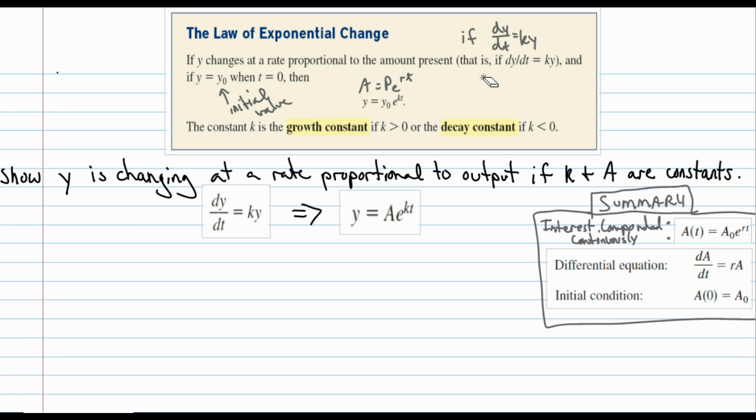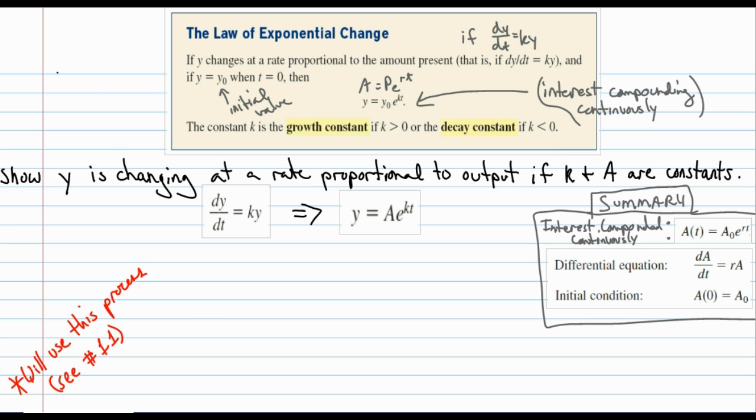e to the kt. So you have interest compounding continuously. So if the derivative equals a constant times your output variable, you are working with compounding continuous interest. The constant k is going to be your growth constant if k is greater than 0, or the decay constant if k is less than 0. Now, the process to show why those two are related is actually a process we're going to use quite a bit, so pay attention to this.